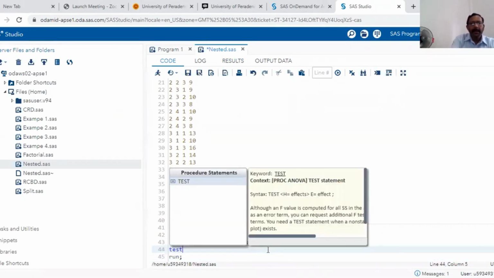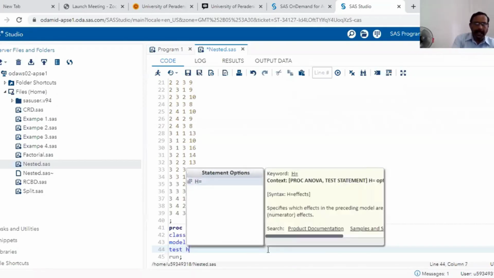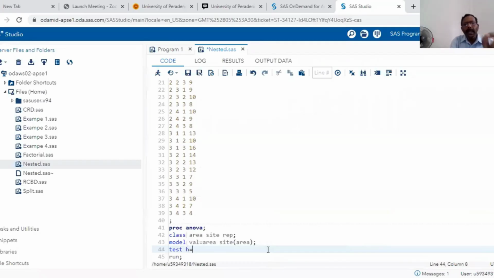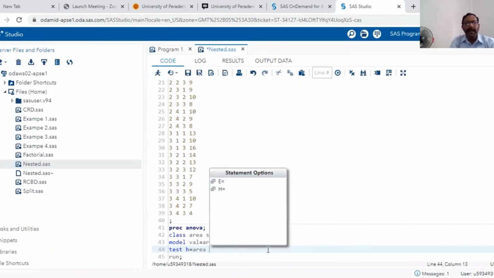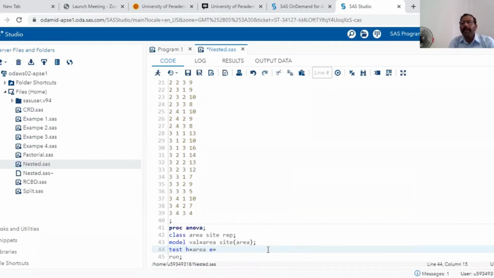Test. It is a test statement. H equals, here write down H, H means hypothesis, don't write it in the SAS program. What is the hypothesis that we want to test? Area. We want to test area. Automatically it gives some information. Then a space, E, the error term. Consider this as the error term.